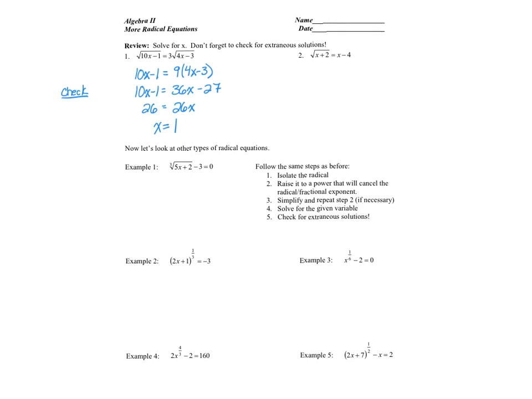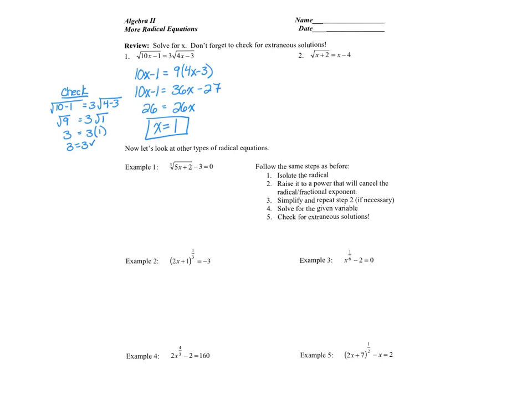So we're going to plug in the 1. So we have the square root of 10 times 1, which is 10 minus 1 has to equal 3 times the square root of 4 times 1, which is 4 minus 3. So we end up with the square root of 9 is equal to 3 times the square root of 1. Square root of 9 is 3 is equal to 3, and the square root of 1 is just 1. So we end up with 3 is equal to 3, which we know works. So 1 is a valid solution.